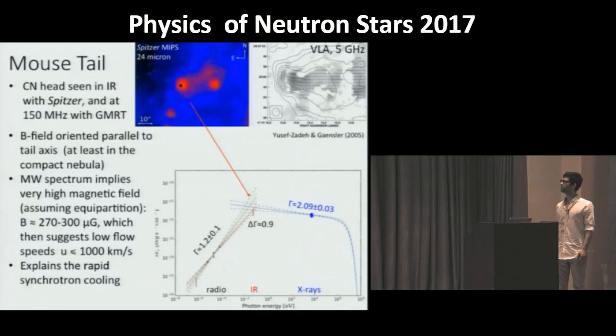And that also, if this is true, suggests a very low flow speed here on the order of 1,000 kilometers per second or less. And that would explain the rapid synchrotron cooling seen here. Also, radio polarimetry of the Mouse suggests that its magnetic field is aligned parallel to the tail, at least in the near vicinity of the pulsar, which is the opposite of what we see in J1509.